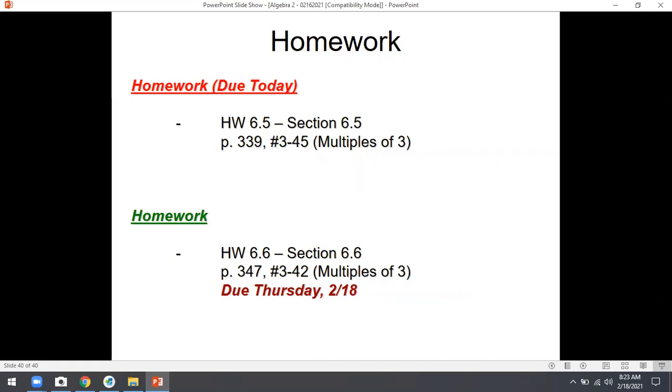Tomorrow, we will begin to review for the test. So tonight, you really need to be cranking out 6-5, maybe even 6-6, because tomorrow I'm going to give you a big fat review packet, and we'll study Friday and Monday for your test on Tuesday.